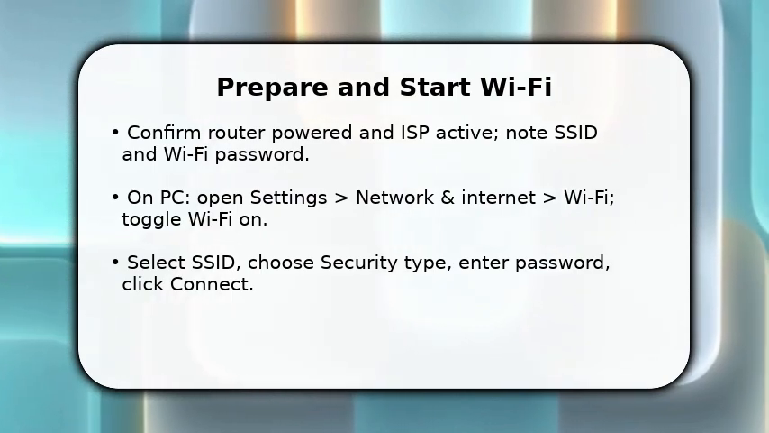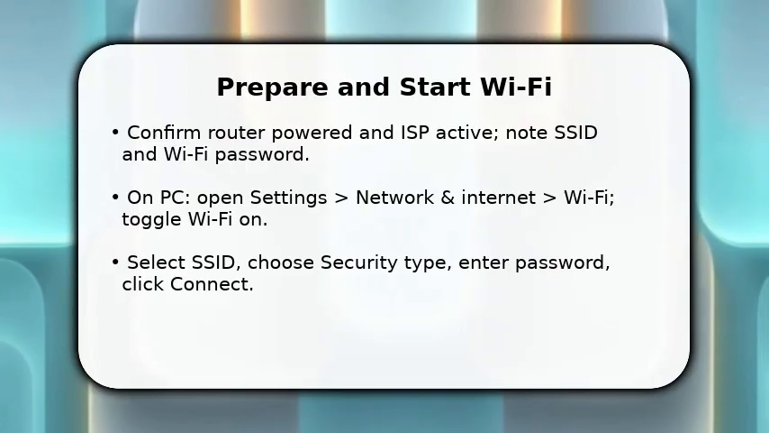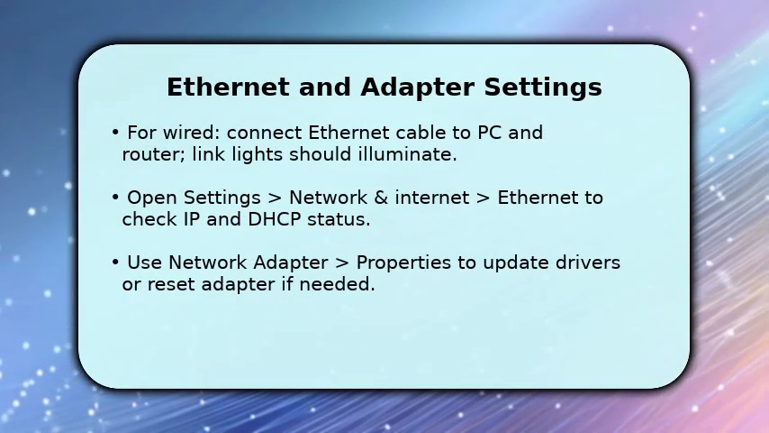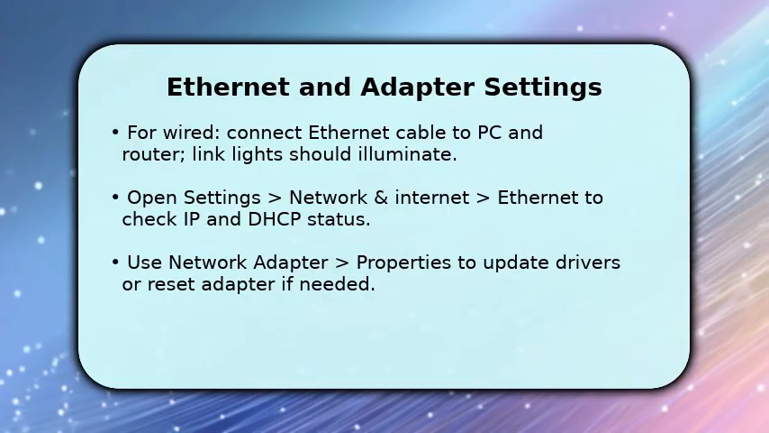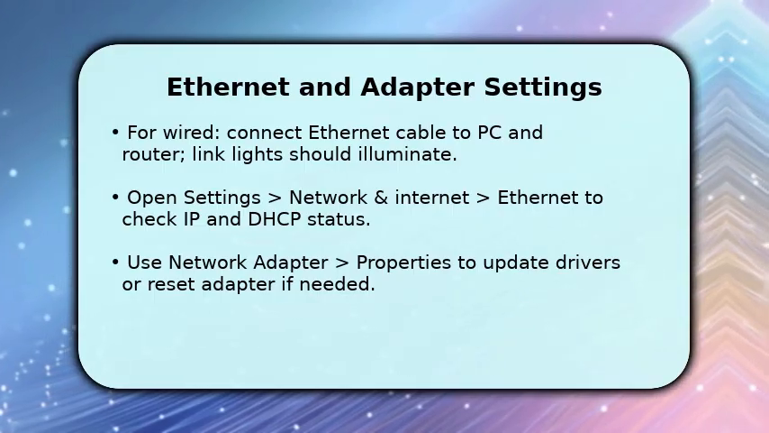If you prefer wired, plug an Ethernet cable from the router into your PC. Physical link lights confirm Layer 1 connectivity. Then go to Settings, Network, and Internet and inspect Ethernet details to verify IP assignment. DHCP should provide an IPv4 address automatically.